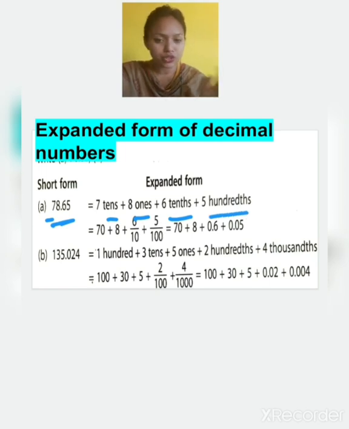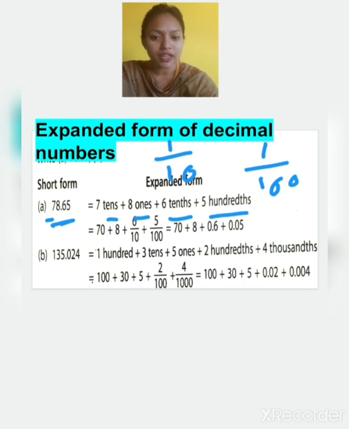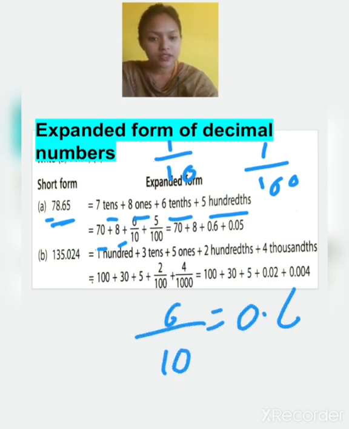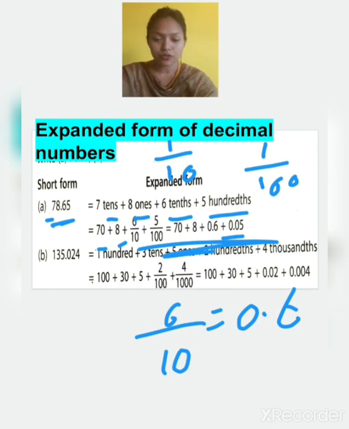So we have written the position of all the numbers. Now we will multiply 7 by 10, 8 by 1, 6 by tenth, and tenth means 1 upon 10, 5 by 100, that is 1 upon 100. And we get the answer 70 plus 8 plus 6 upon 10 plus 5 upon 100, which equals 70 plus 8 plus 0.6 plus 0.05, since 6 upon 10 can be written as 0.6 and 5 upon 100 as 0.05. This is the number and this is the expanded form.